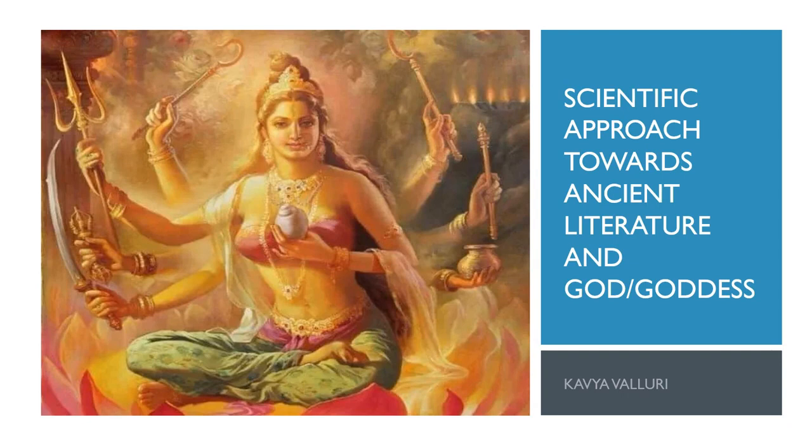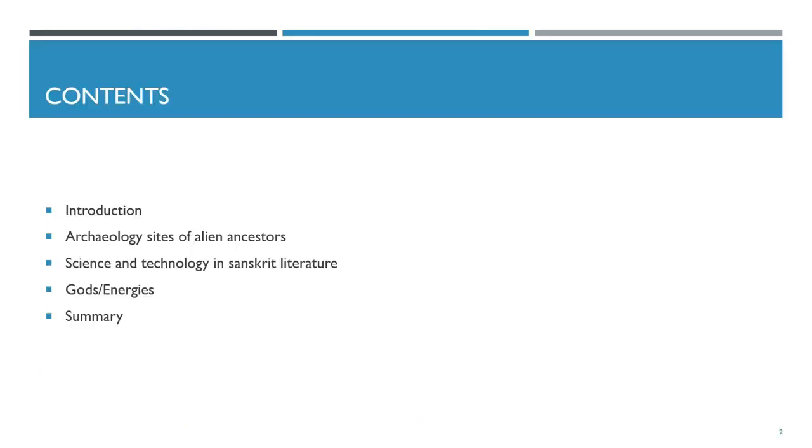Namaste everyone. So today I am going to explain a scientific approach towards the ancient literature, mainly Ramayana, and also a little about Mahabharata, and the gods and goddesses described in all these scriptures. In this session, I'm going to explain first the introduction, and then a little about archaeological sites of alien ancestors, the main important sites, and then the science and technology in Sanskrit literature, gods and energies, and then the summary.